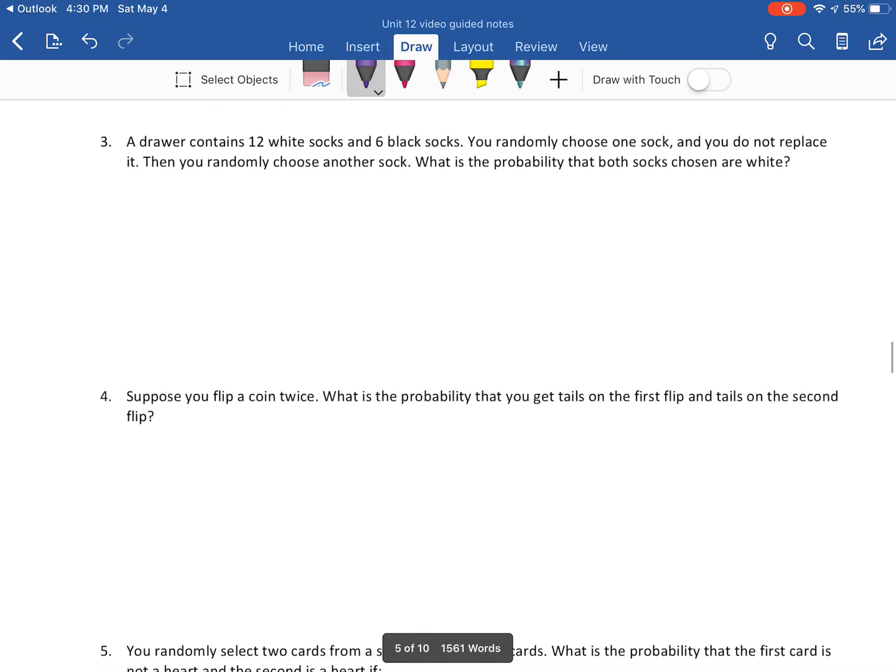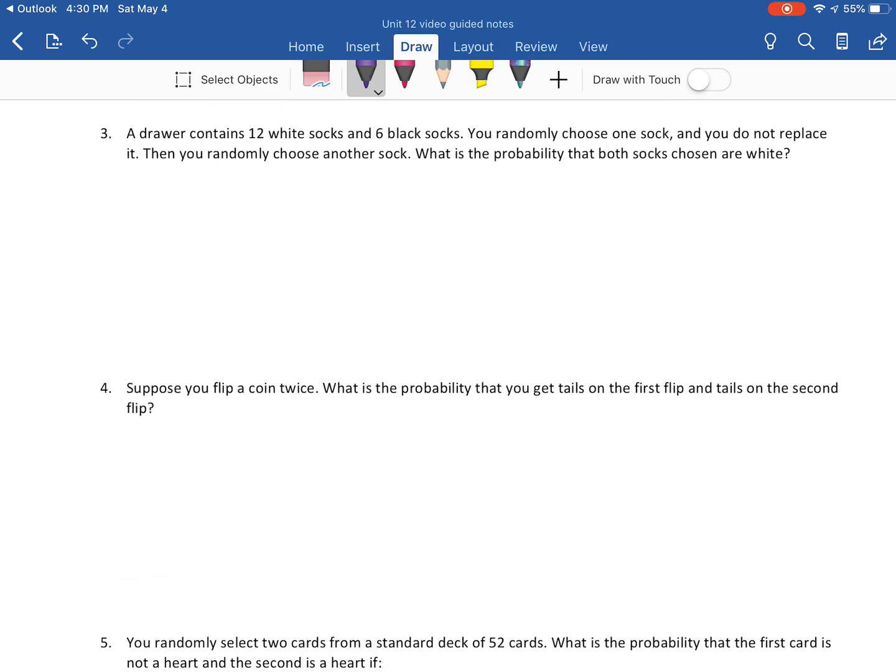So number 3, a drawer contains 12 white socks and 6 black socks, so that's 18 total socks. You randomly choose one sock, you do not replace it, and then you randomly choose another sock. What's the probability that both socks are white? Well, you do not replace it, so since you don't replace the sock, that means this is dependent. Okay, so we're going to find the probability of a white sock, and then multiply it by the probability of getting a second white sock, after we already took one out.